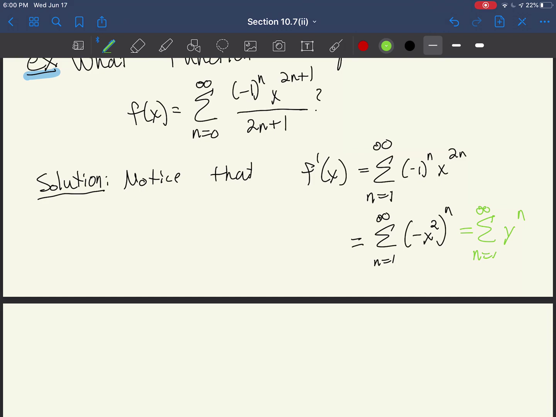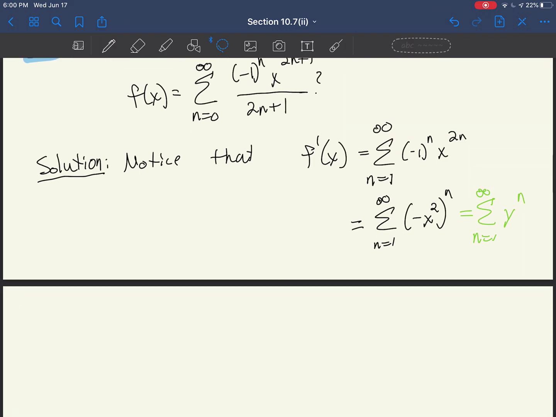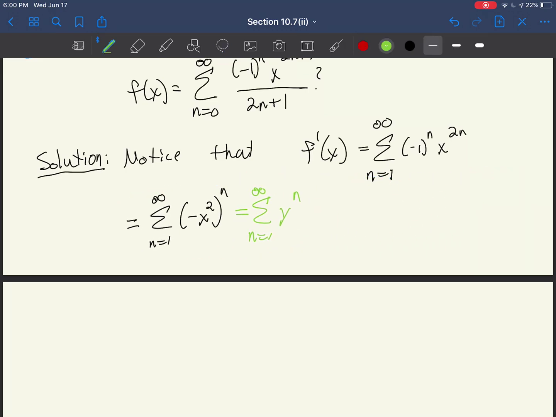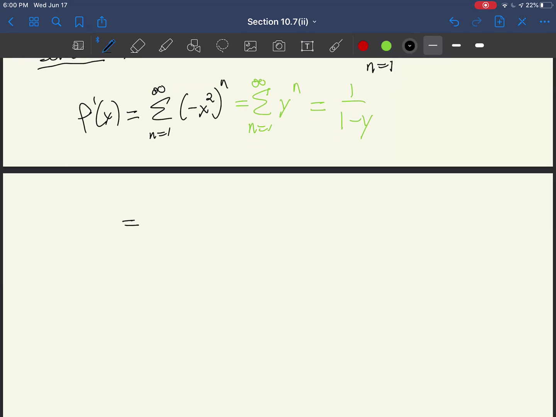This looks like the sum from n equals 1 to infinity of y to the n, which we know, running out of space, let me maneuver some things, which we know this series is 1 over 1 minus y. So that means that f prime of x is 1 over 1 minus negative x squared, which is 1 over 1 plus x squared.